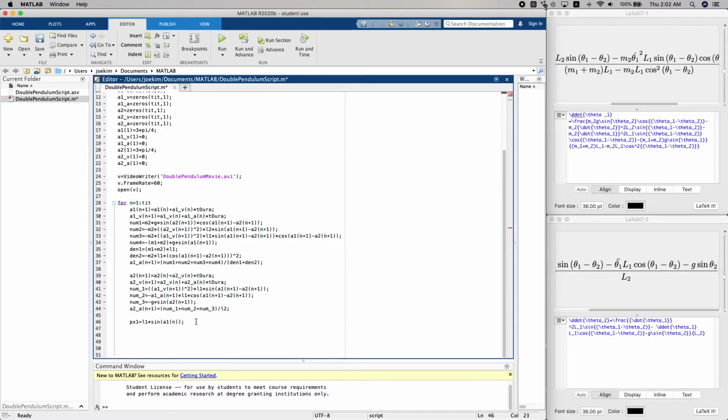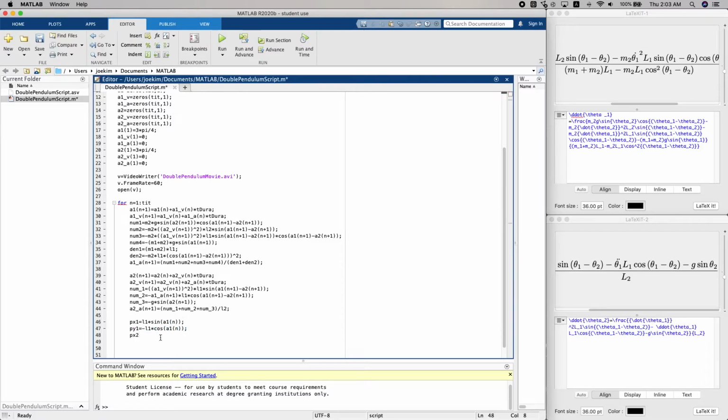So px1 is going to be that. py1 is the y coordinate of the first mass, the first blob, I should say, and that's going to be minus L1 times cosine of A1, the nth term. And if you're not getting why I do this, you could go and look at the diagram I drew in part 1 or part 3, and you'll see why I'm setting these values like this.